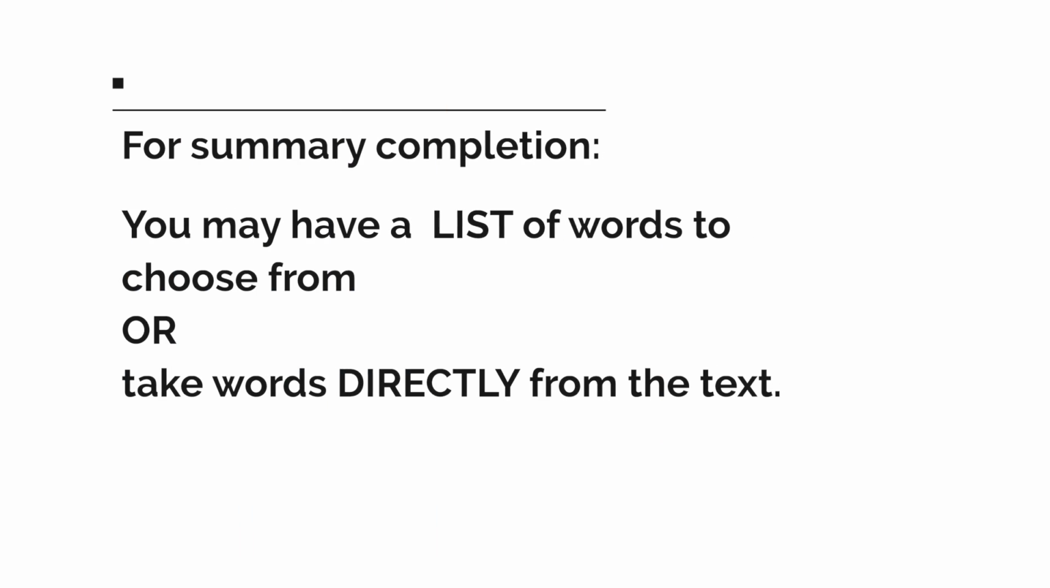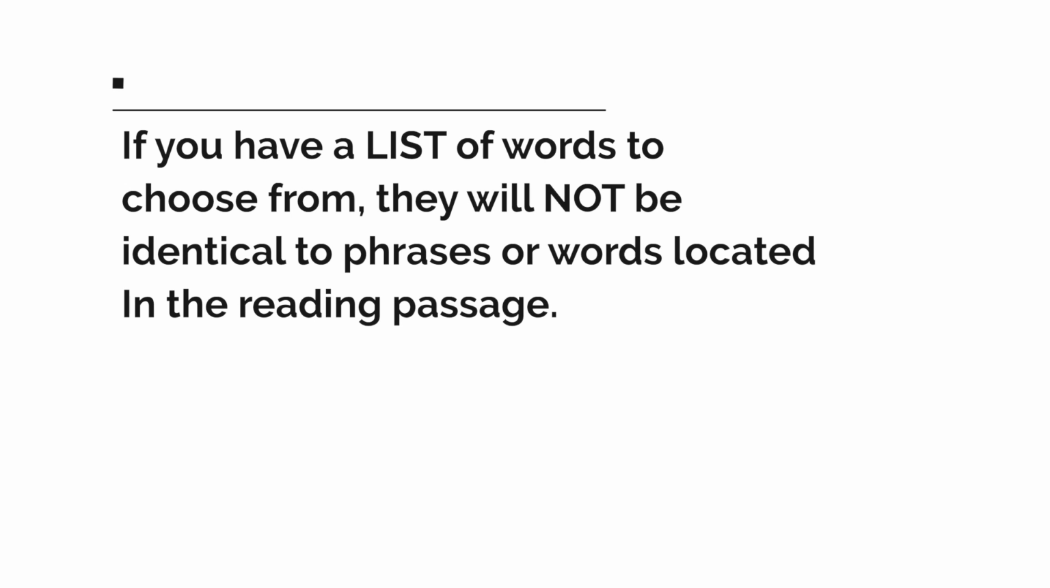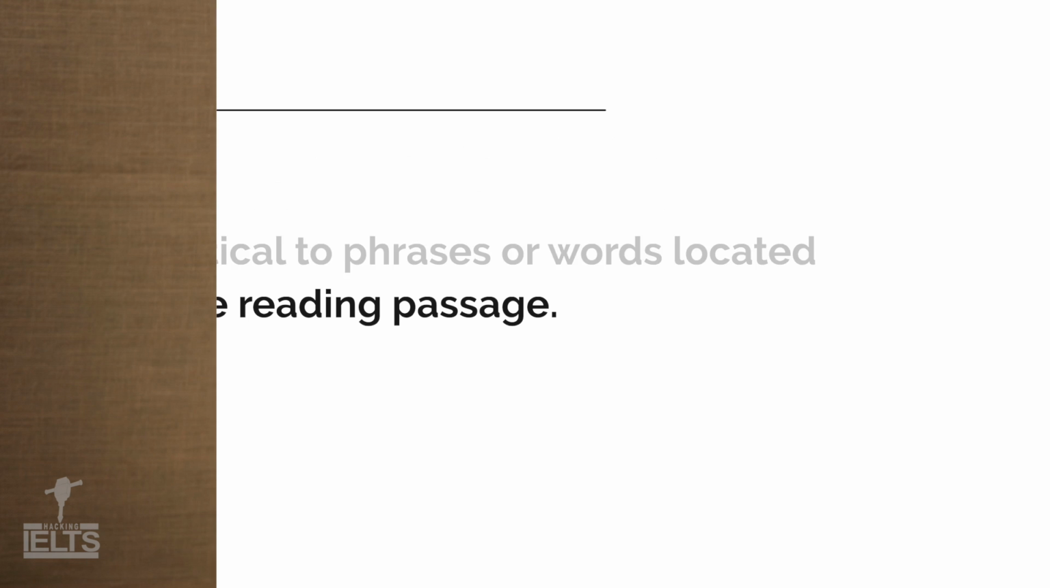First, you may have a list of words to choose from, or you may need to take words directly from the text, in which case they're not changed at all. If you have a list of words to choose from, they will not be identical to phrases or words located in the reading passage. Rather, the words in the list will have a similar meaning.